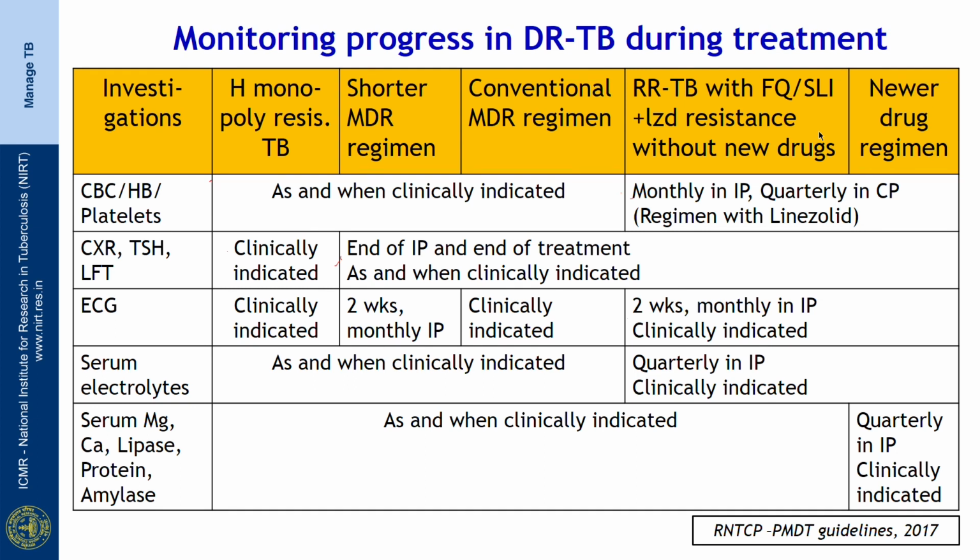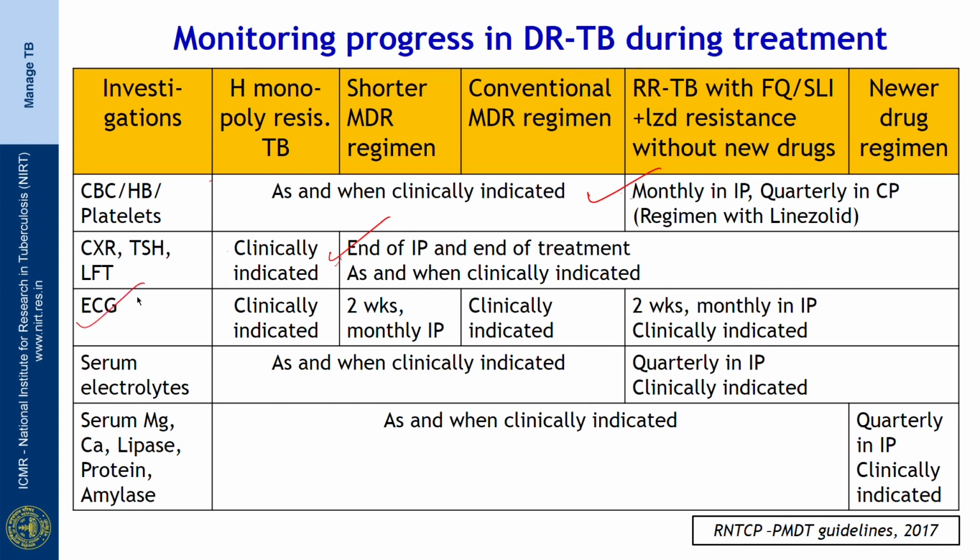Okay. So, considering other investigations like complete blood count, hemoglobin and platelets, these can be done as and when clinically indicated. However, in a regimen which consists of linezolid, it has to be done monthly in the intensive phase and quarterly in the continuation phase. The chest X-ray, TSH and liver function test should be done at the end of intensive phase and end of treatment and as and when clinically indicated.